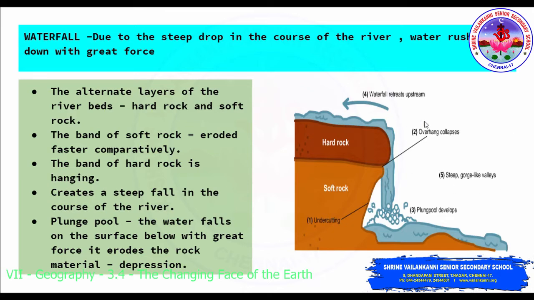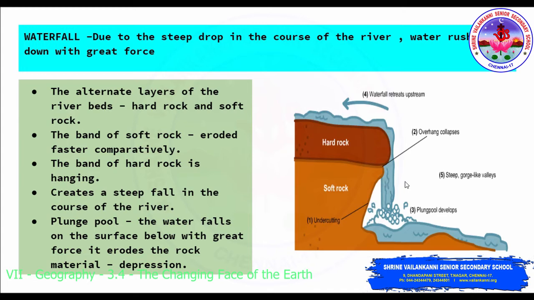Now look into the slide. There is an alternate layer of hard rock and soft rock. Due to the action of the river, that is the erosion, the band of soft rock is eroded. So what happens? The hard rock is left hanging and it is creating a steep fall in the course of the river, which is creating a waterfall.